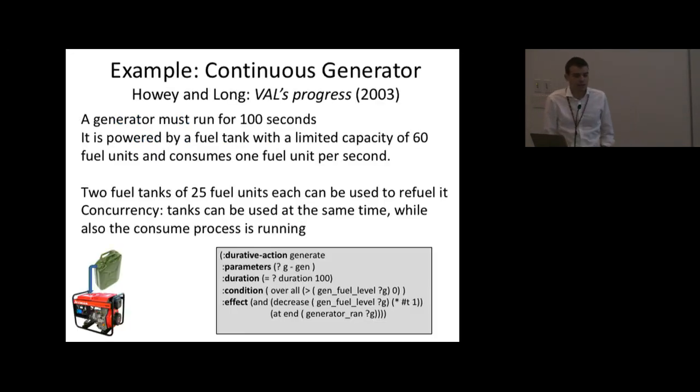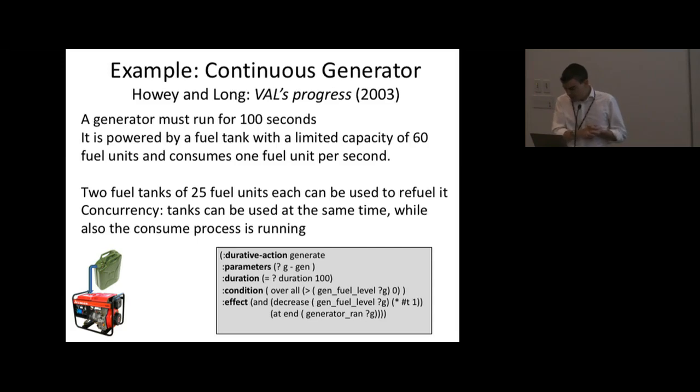very simple as an idea, but presents a number of features which are interesting for a number of real scenarios. So the idea here is that the generator must run for 100 seconds or 100 time units, and it consumes fuel for running, of course, and there is not enough fuel in the generator for completing the action, so you can use some tanks to refuel the generator while you are using it. As simple as that. The problem is that the planner has to decide when to refuel in order to avoid that the generator runs out of fuel, or that you put too much fuel in the generator, right? Because there is a fixed capacity.